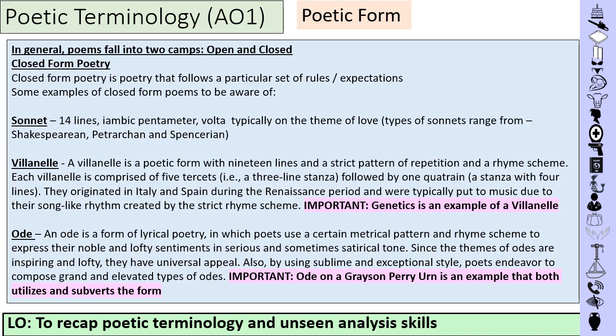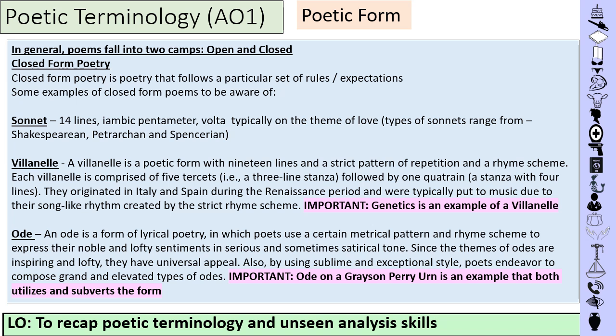So the most obvious types of poetic form I've listed here for you. I've included sonnets here, so never mind. So firstly, in general, poems fall into two camps. They're either open or they're closed. Closed form poetry is poetry that follows a very specific set of rules and expectations. So they're very rigid in how they're laid out.